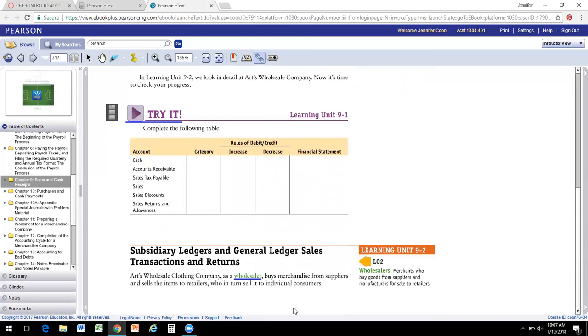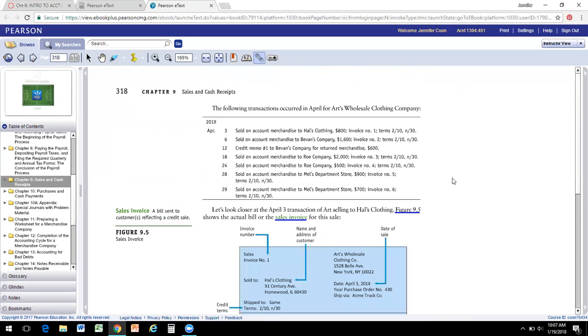We have subsidiary ledgers. So when we get into accounts receivable, we've got to know who owes us money, and so we may have a subledger there, and the sum of all those subledgers will tie into our total accounts receivable balance.